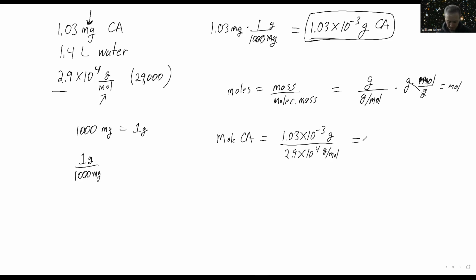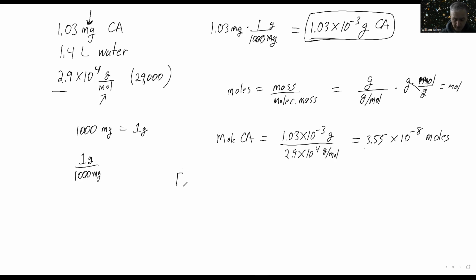which is equal to a very small number. And that is equal to 3.55 times 10 to the minus 8th moles. Right? Now, is that the concentration? No, because remember, concentration is moles per liter, so we have to divide this by the volume.